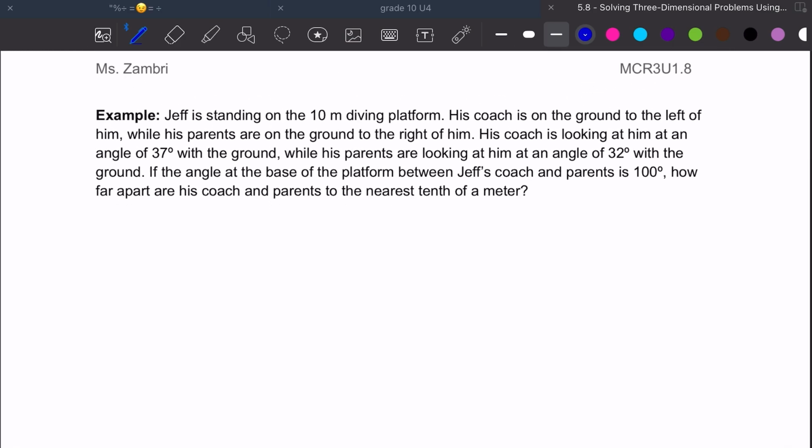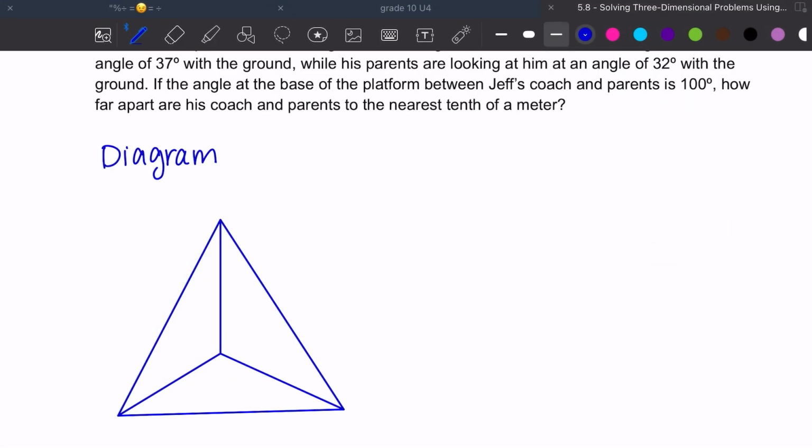I would like you to try this one. It's the same thing. You can use the boards around you, but it's the same idea: you have somebody standing on a diving platform, and you have two people to both sides of him, his parents and his coach. Both of them are looking up at him at an angle of elevation. So you have the angles there. What you want to find is how far apart are his parents and the coach, right? So try to build the diagram, solve it, and then see if you can find how far apart they are. All right, so okay, peeps, are we good?